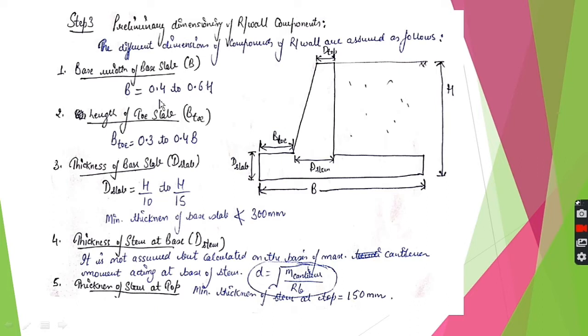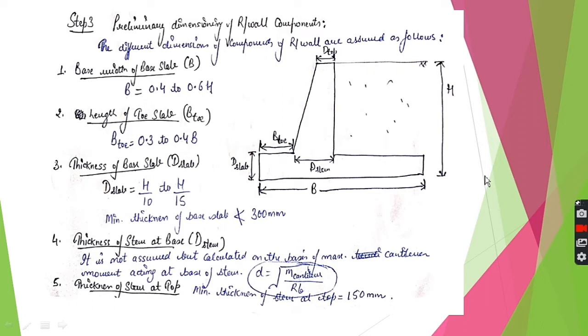Obviously sometimes it may happen that even if you are keeping all these values in these ranges, the retaining wall may fail, but there are chances for the stability also. Now next is the length of the toe slab. This is the whole width B which we have decided. So what will be the width of the toe slab? That will be 0.3 to 0.4 of B. 30 to 40% of that will be the width of your toe slab.